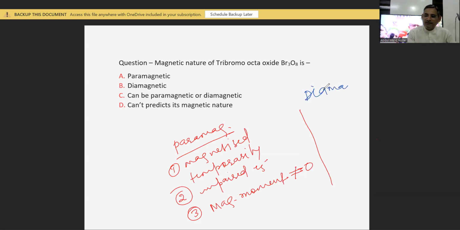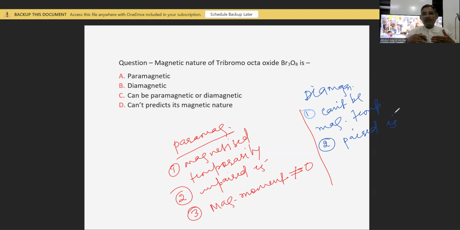What about diamagnetic? Diamagnetic substances can't be magnetized temporarily. Second, unpaired electrons won't be there, meaning all electrons will be paired.